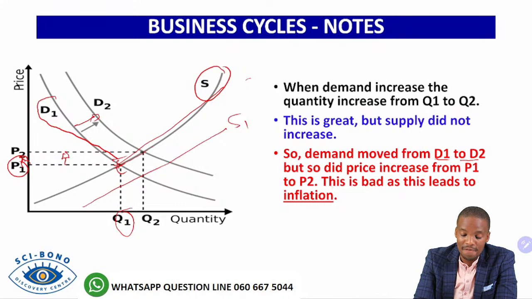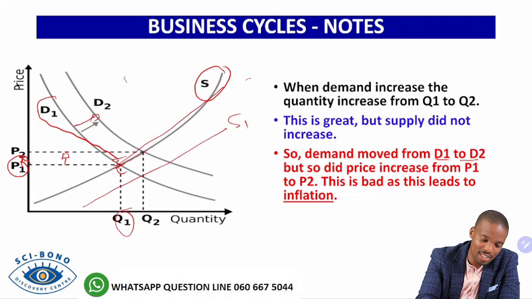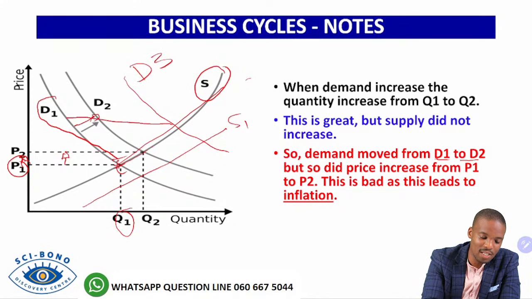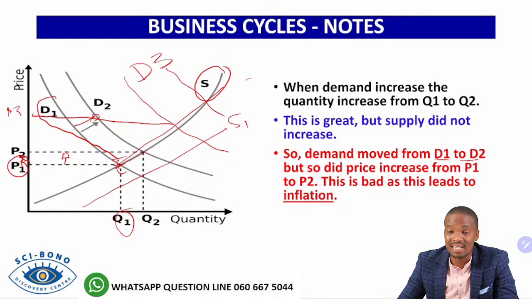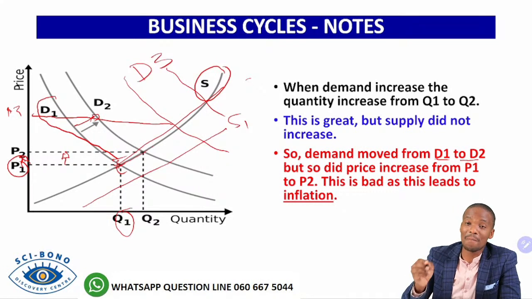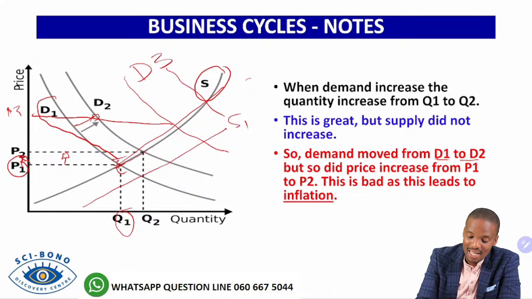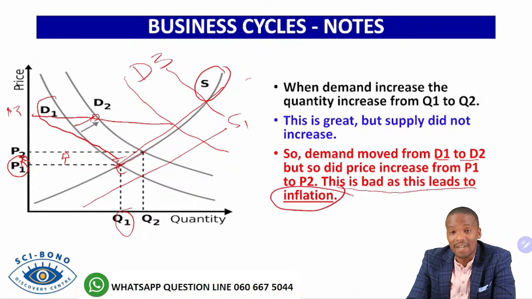But if the demand keeps on increasing, maybe up until D3, definitely we can see that the price is going to increase again from P2 to P3. And then the demand again increases, demand continues to increase, but supply is not reacting. So therefore we are saying, if supply does not react to demand, this is bad because it leads to inflation. So we don't want an economy where supply does not react to demand.